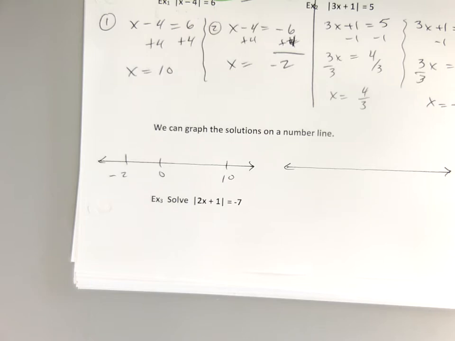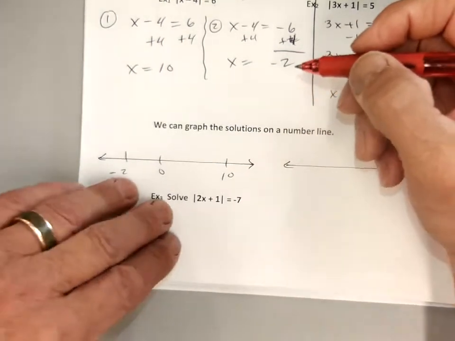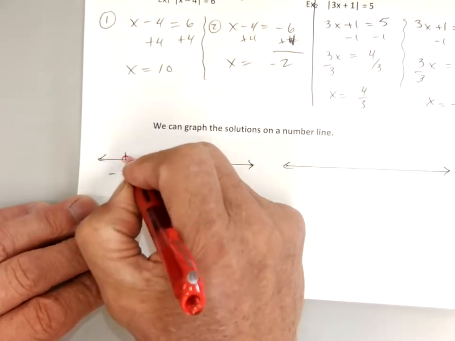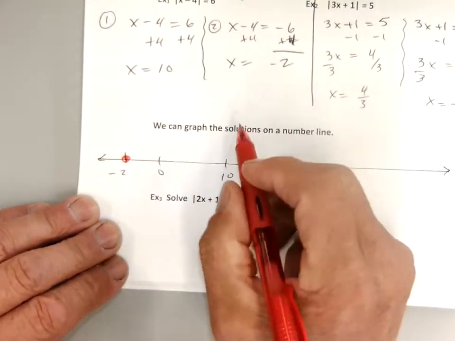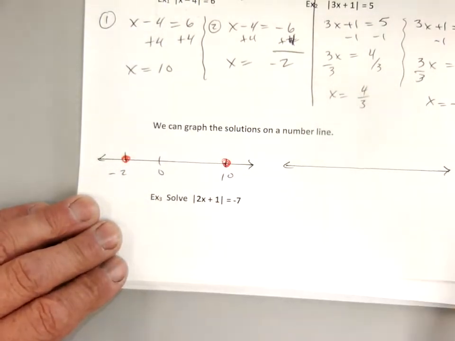So if negative 2 is a solution, we're going to put a solid dot there. It's a solution. And if 10 is a solution, we're going to put a solid dot there, okay? That's all we're going to do. We're going to start seeing this in the next chapter. That's why I want to start doing it now, okay? So on the number line, I'm just going to put negative 2 there, because that's a solution, and 10 there. Pretty easy, right?